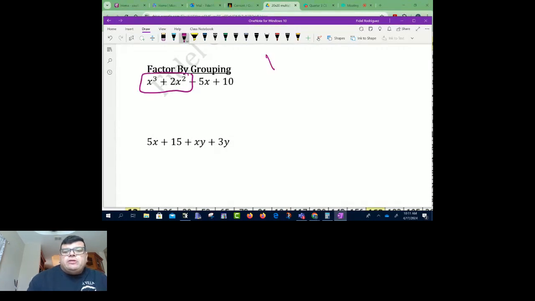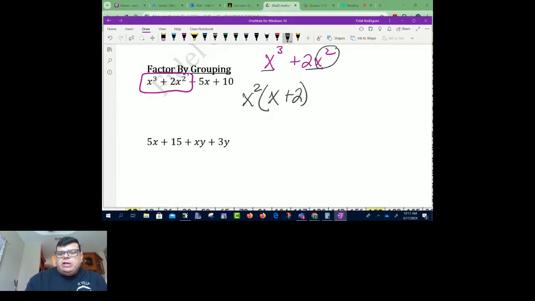So let me write it right here, y'all. x to the third plus 2x squared. I'm just looking at that. And I'm going to say, what can I take from both of them? The smallest power of the x. We can take out an x squared. We're left with an x plus 2 because we used to have 3 x's. We took away 2. We're left with 1 of them. If we took away that x squared, we're still left with a plus 2.